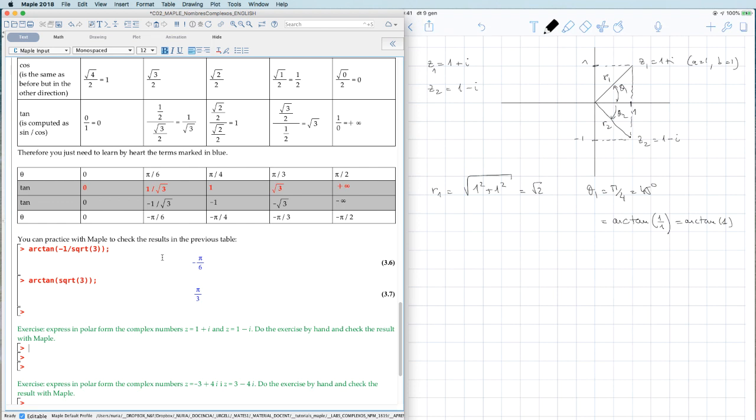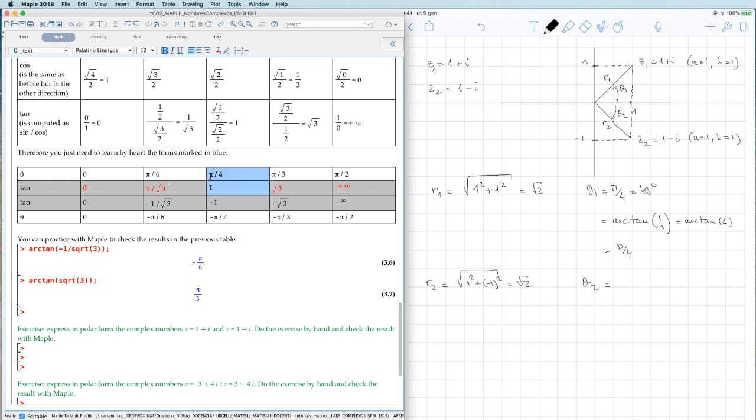Okay, so we look at 1 here in the table. 1 corresponds to pi over 4. r2 is going to be the same because it's going to be the square root of 1 squared plus minus 1 squared, which is going to be square root of 2. Here a is 1 and b is 1.